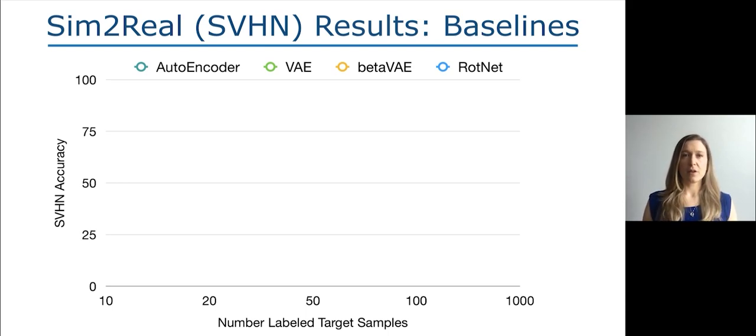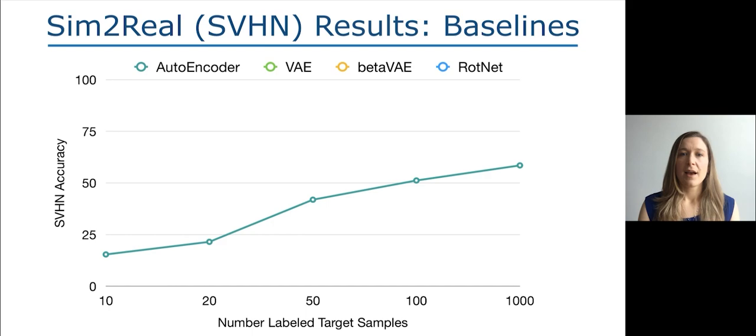So the first that we're going to consider is a simple autoencoder. Autoencoder is one of the backbone components of our model, and so we need to be able to understand how this would perform on its own. And it performs something like this. When you train an autoencoder on the simulated data and then use that representation as initialization for training with just a few labeled target samples, you get below 25% at the 10 sample range, and upwards of 55% in the 1,000 sample range.